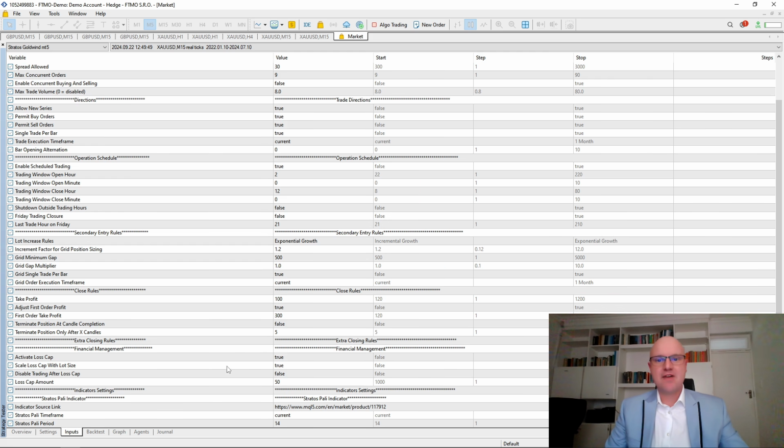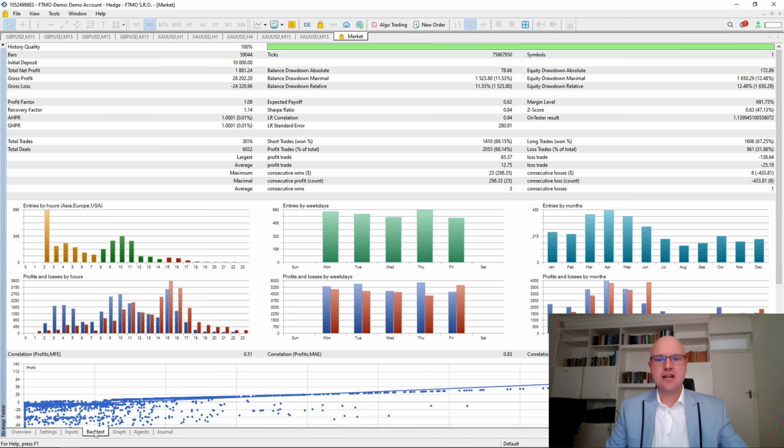So learning from that, we see that we now have a total net profit of $1,881.24 and a profit factor of 1.08. So this one we saw that it was still able to generate, but this can still be further optimized using your own terminal. So this set file will be available for free download, and I'll leave a link to it down in the comments below.